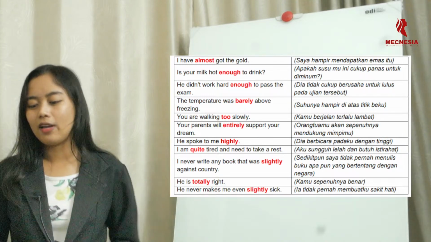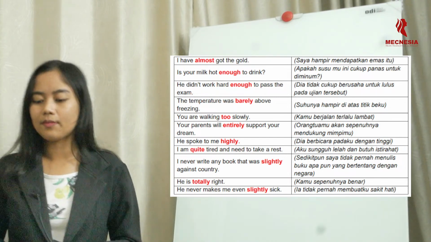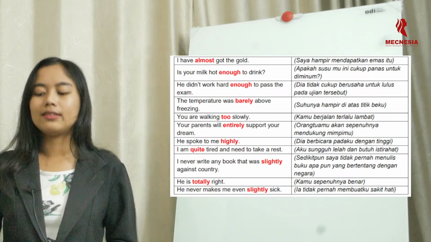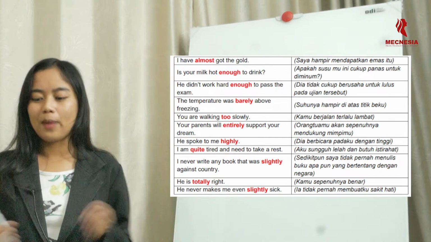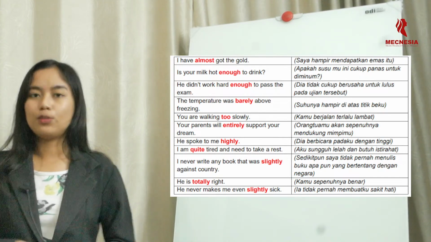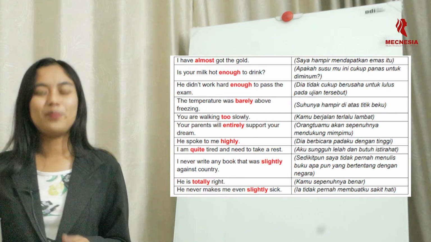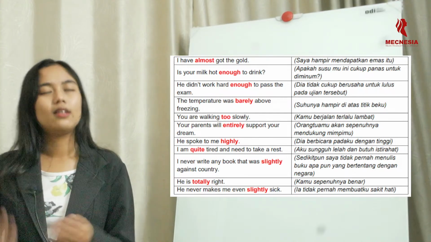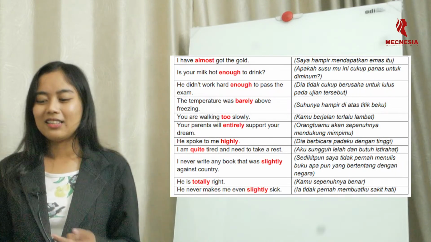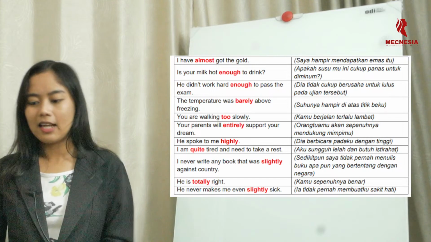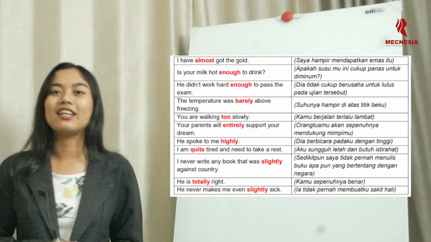Next, we have, your parents will entirely support your dream. Let's say it with me. Your parents will entirely support your dreams. Orang tuamu akan sepenuhnya mendukung mimpimu. So here, the adverb of degree entirely is modifying the verb. Jadi di sini, kata keterangan tingkatnya yaitu entirely memodify atau menjelaskan lebih lanjut mengenai kata kerjanya yaitu support.